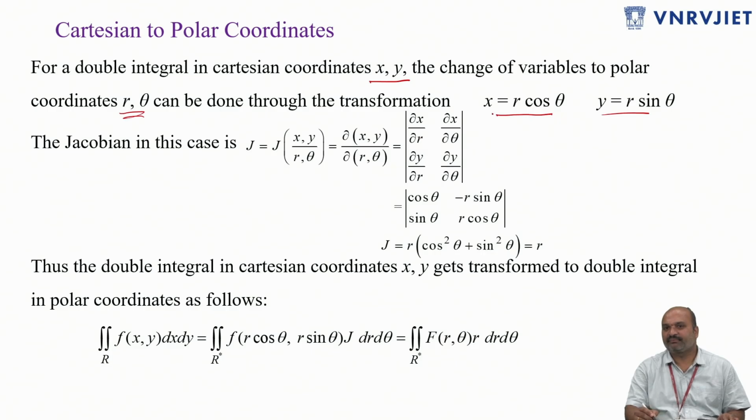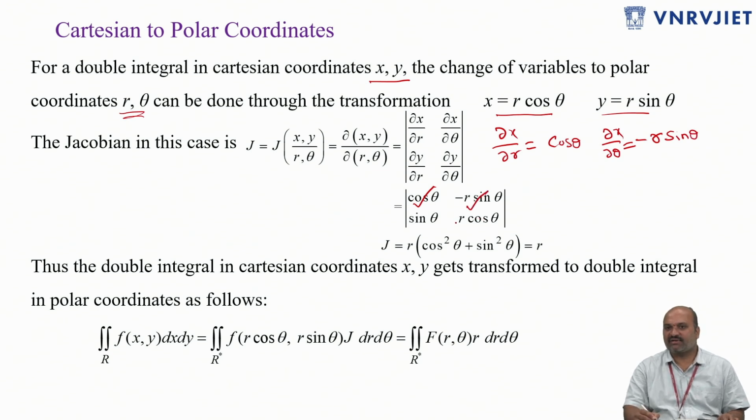What is dou x by dou r? The derivative of x with respect to r. Remember, we are differentiating x with respect to r, partial differentiation. While differentiating partially with respect to one variable, the other variable is treated as constant. You are differentiating with respect to r, so treat cos theta as constant. The derivative of r with respect to r is 1. So dou x by dou r is cos theta. Next, dou x by dou theta. We treat r as constant this time, and the derivative of cos theta with respect to theta is minus sin theta. That's why it is minus r sin theta.